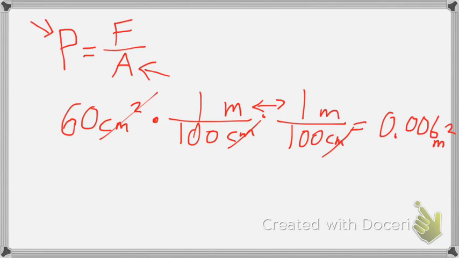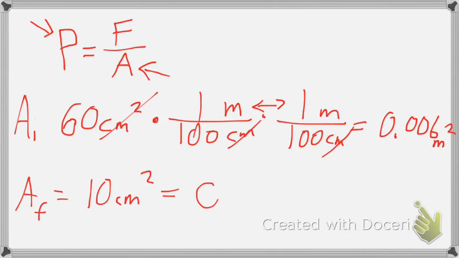And I'll do that again. That's my initial area. I'll do that again for my final area. In just kind of a similar vein, 10 centimeters squared turns into 0.001 meters squared. All right, cool. So again, I start with pressure equals force divided by area. I now know the pressure in pascals, that's 89,000. And I know the area of her shoe at first in terms of meters squared. It's 0.006 meters squared. So let's solve for the force that she's exerting on the ground.